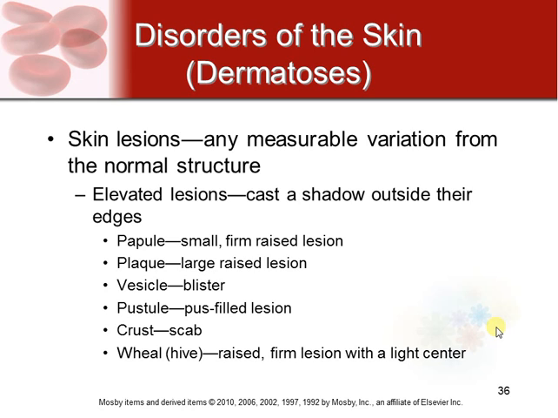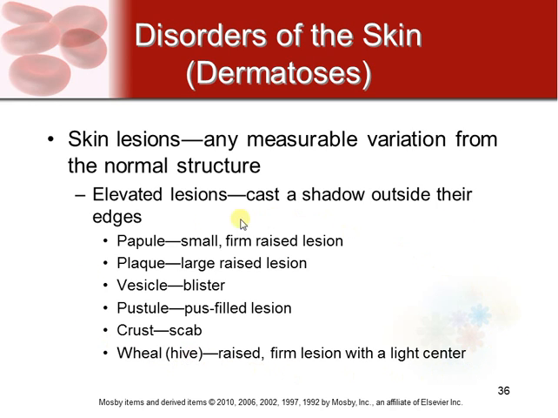Another thing that's pretty important for you to be aware of are some disorders of the skin, like skin lesions. Skin lesions are any measurable variation from the normal skin structure. You can have elevated lesions, which are ones that cast a shadow around the outside of their edges. Some examples of this are listed below here, like a papule, plaque, vesicle, pustule, crust, or a wheal, which are hives.